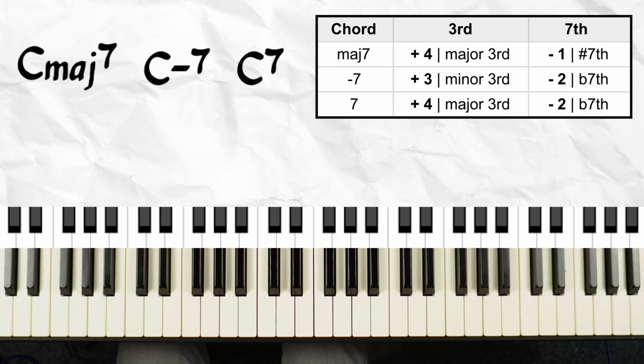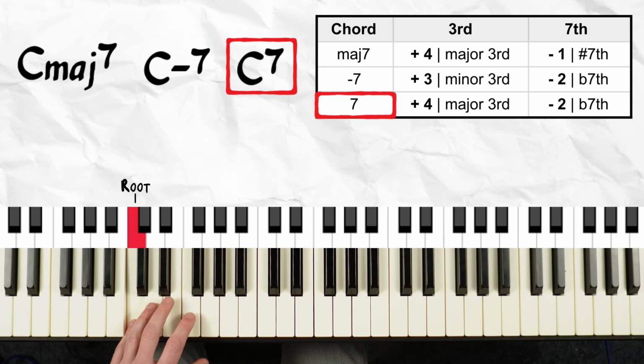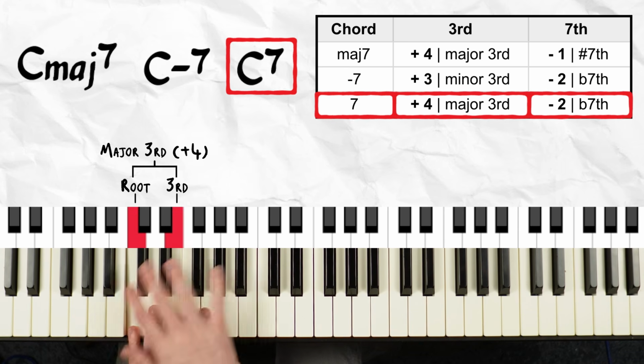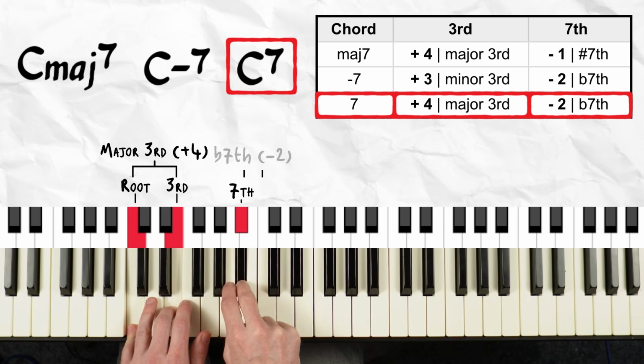And finally, to find a root 3rd and 7th shell for a C dominant 7 chord, it's root in the pinky, and then a major 3rd, 1, 2, 3, 4, and a flat 7th, up to the root and down 1, 2.